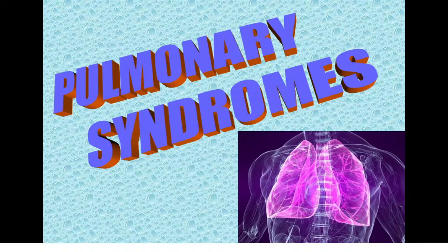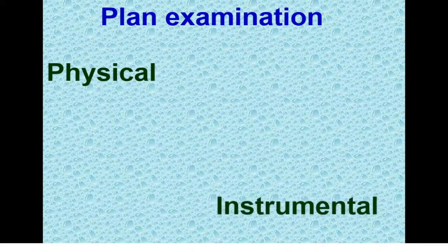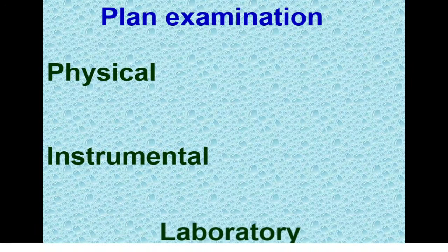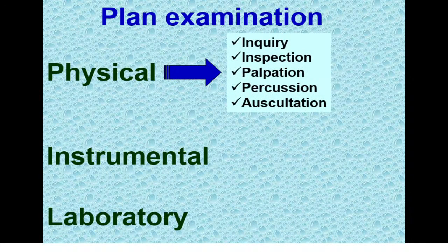We'll again come back to the respiratory system, but now we'll combine all our preceding knowledge and formulate pulmonary syndromes. For a patient with pathology of the respiratory system, when you answer questions about pulmonary syndromes, your answer must follow a definite order. First of all, physical examination, which is the result of inquiry, inspection, palpation, percussion, auscultation.